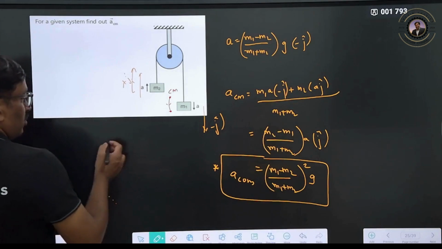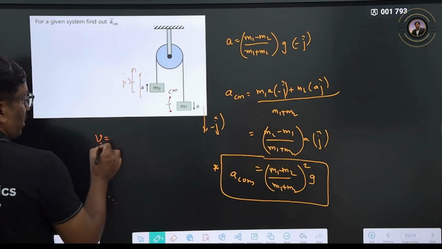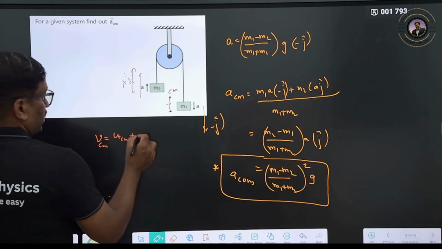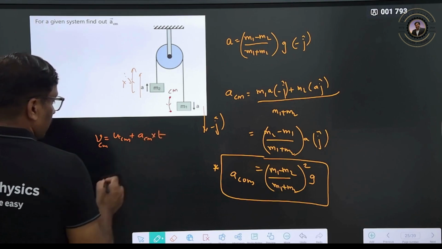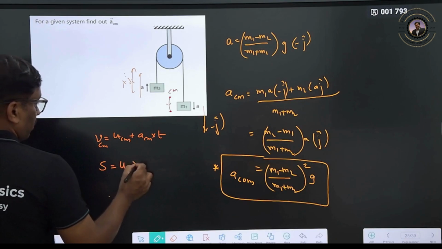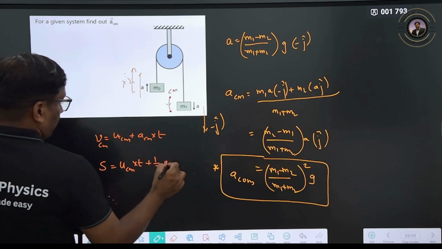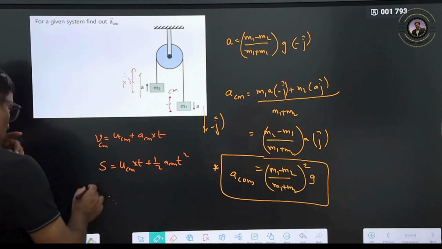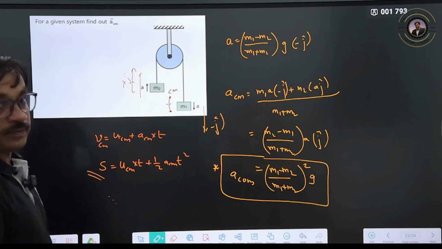They will also ask you to calculate how much distance it has travelled after a certain time. So we can rewrite it as the velocity of the center of mass equal to the initial velocity of the center of mass plus acceleration of the center of mass into t. So the distance travelled is the initial velocity of the center of mass into t plus 1 by 2 acceleration of the center of mass into t square. Like this you can solve the problems, right.